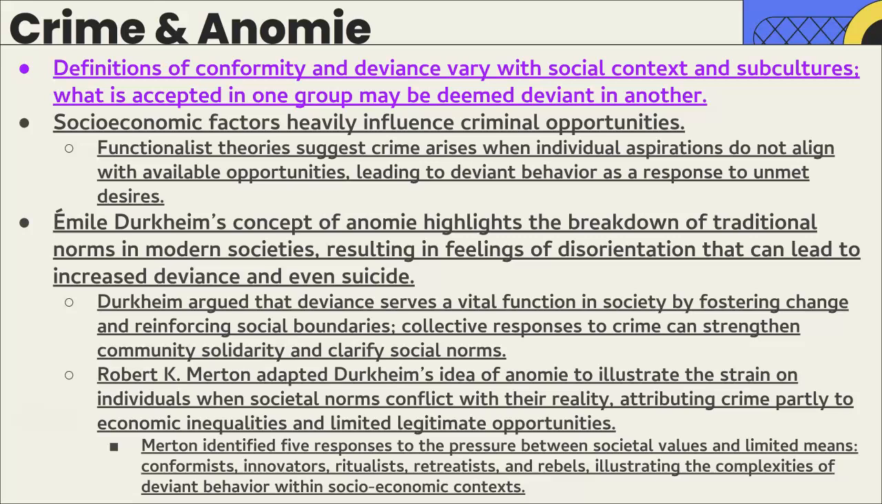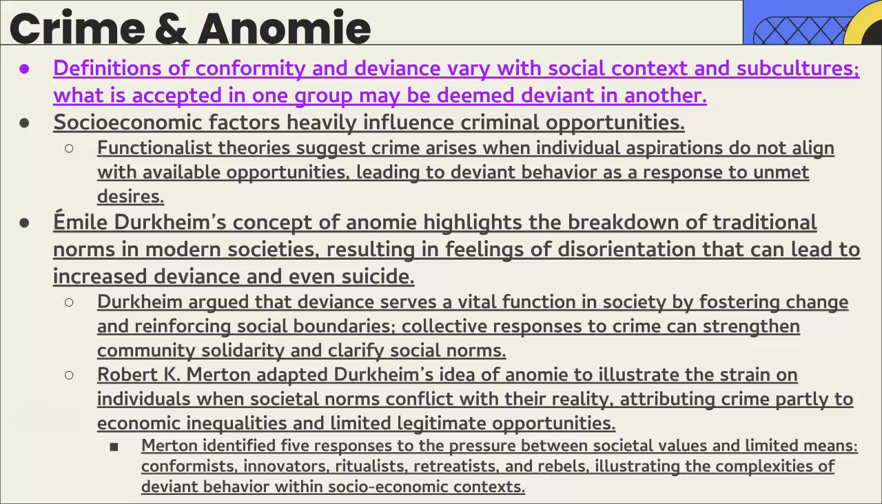Functionalist theories suggest that crime occurs whenever there's a gap between people's desires and the available opportunities to achieve those desires. So when people can't achieve their goals through legitimate means, they often turn to deviance. Emile Durkheim and Robert Merton both argue that deviance stems from the structure of modern societies.